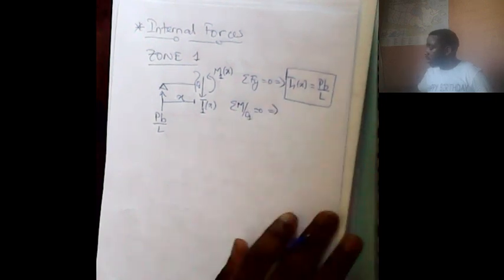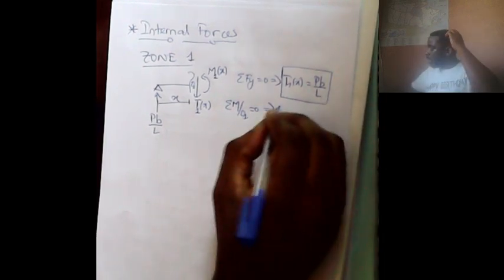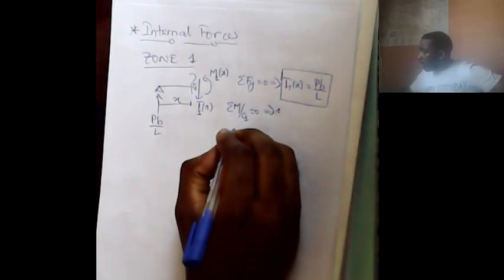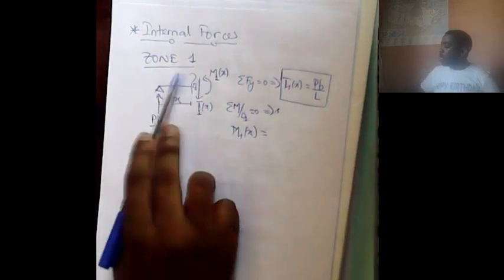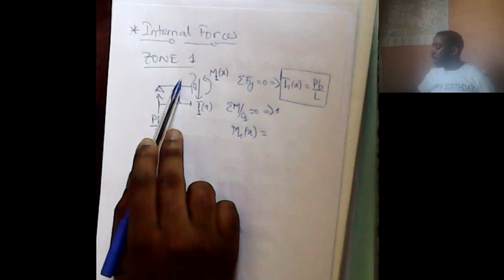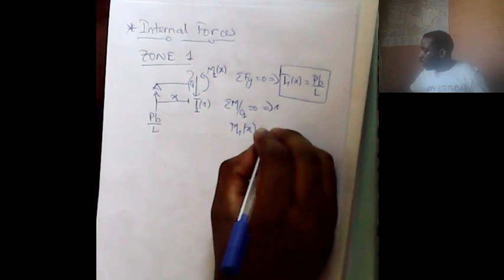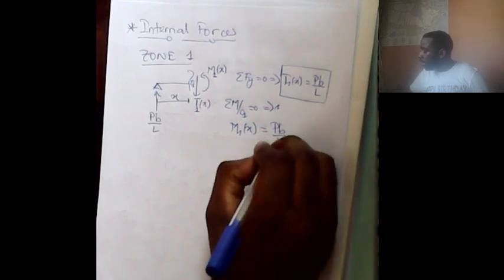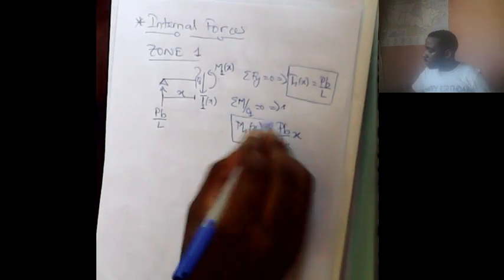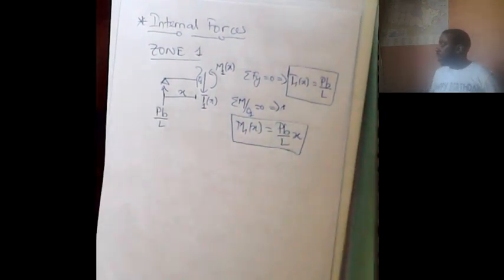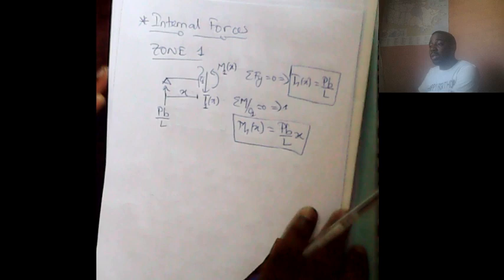I will have M1 of X to be equal to, if I've taken M1 of X, it is anti-clockwise positive. This one is negative, but when it crosses the other side, it becomes positive, right? So it will be Pb on L times X, okay? Perfect. So it's simple, right? When I differentiate this, I have this. So my answer is correct, okay?